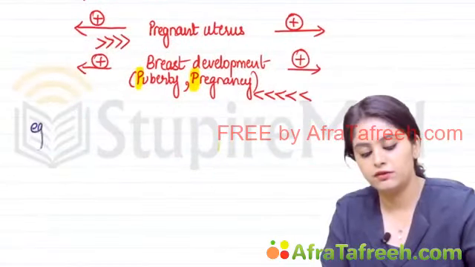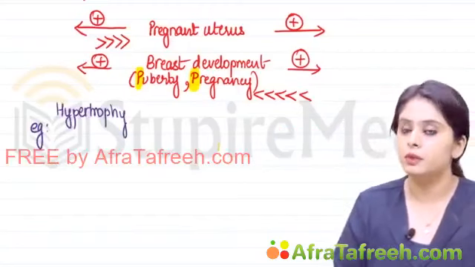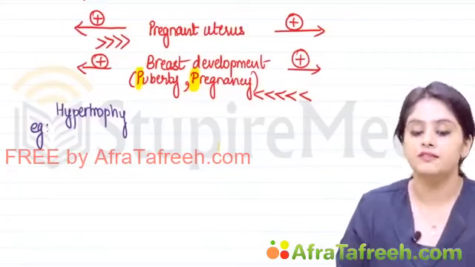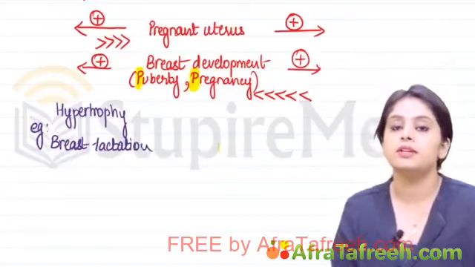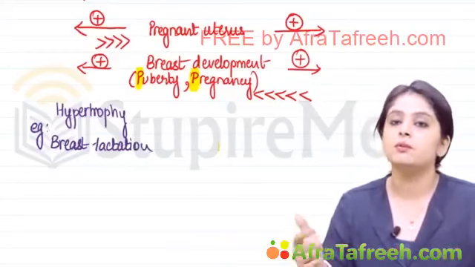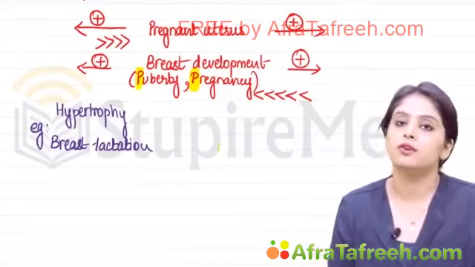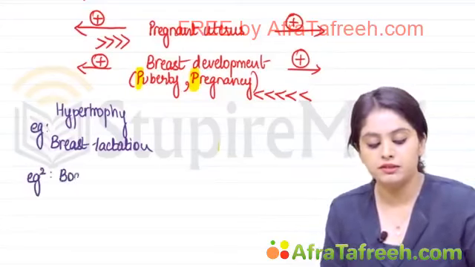Okay, examples of hypertrophy. Now continuing with what we studied, breast development we did during puberty, we did during pregnancy. One important event is left. Breast development during lactation. So remember, a lactating breast shows only hypertrophy. That is why I told you to remember the P's. P for puberty, P for pregnancy, P for plasia. But lactation will show hypertrophy. Other than this, the next example that you need to know is in bodybuilders.